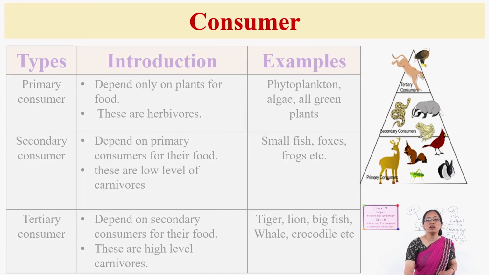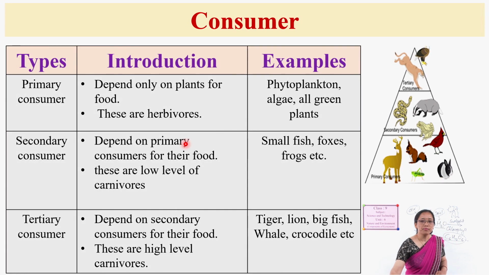So there are different groups: primary consumers, secondary and tertiary consumers. What are primary consumers? Primary consumers depend directly only on the plants for food. These are herbivores. Examples of these primary consumers are phytoplankton, algae and all green plants.